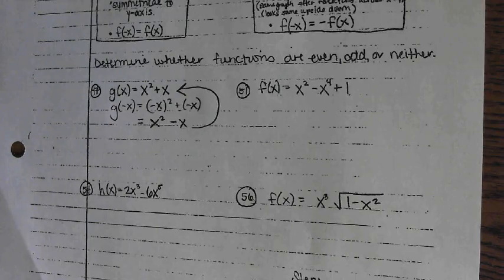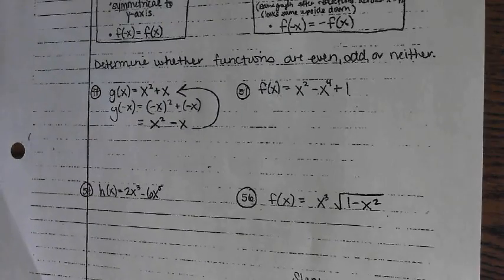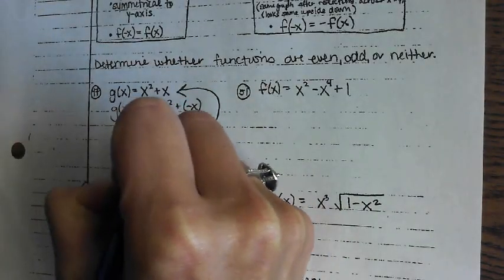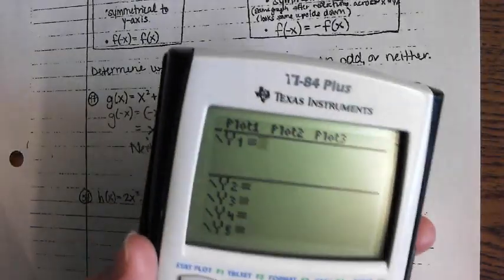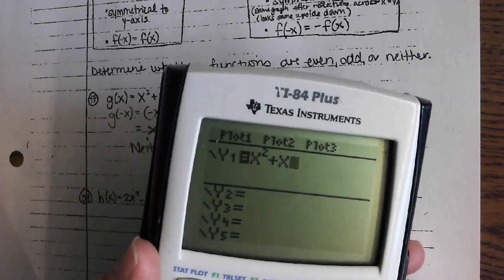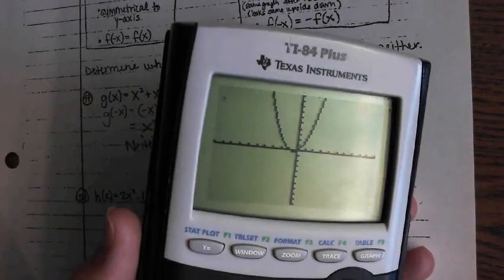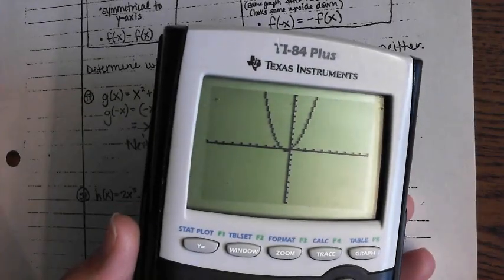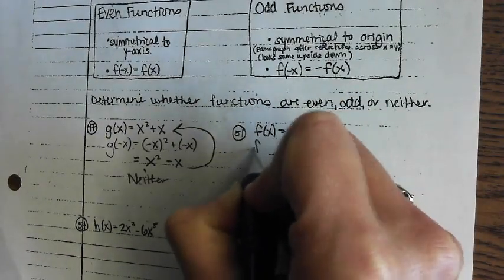Any questions on that? Nate, if it was going to be odd, what would that have had to have looked like? What would an odd version of that look like? Very good. You'd have to negate everything. Good. So this is neither. And just visually, you don't have to do this, I'm just doing it. X squared plus x. Zoom 6. It really wants to be symmetrical to the y-axis, but it's slightly shifted left, so it's not going to work. Okay, go ahead and do 51 on your own, and then we'll reconvene.